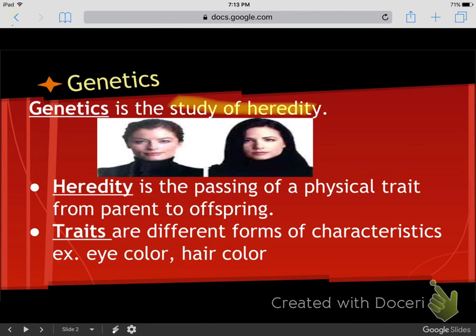And traits are just different forms of characteristics. So you have different traits for eye color, you have hair color, widow's peak or no widow's peak. All of those are traits that you can get.